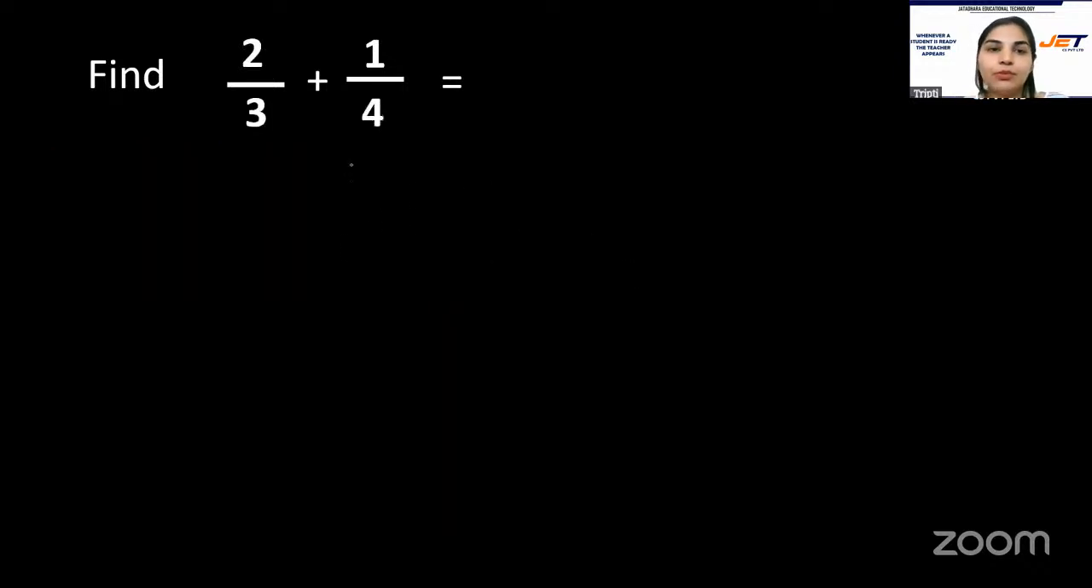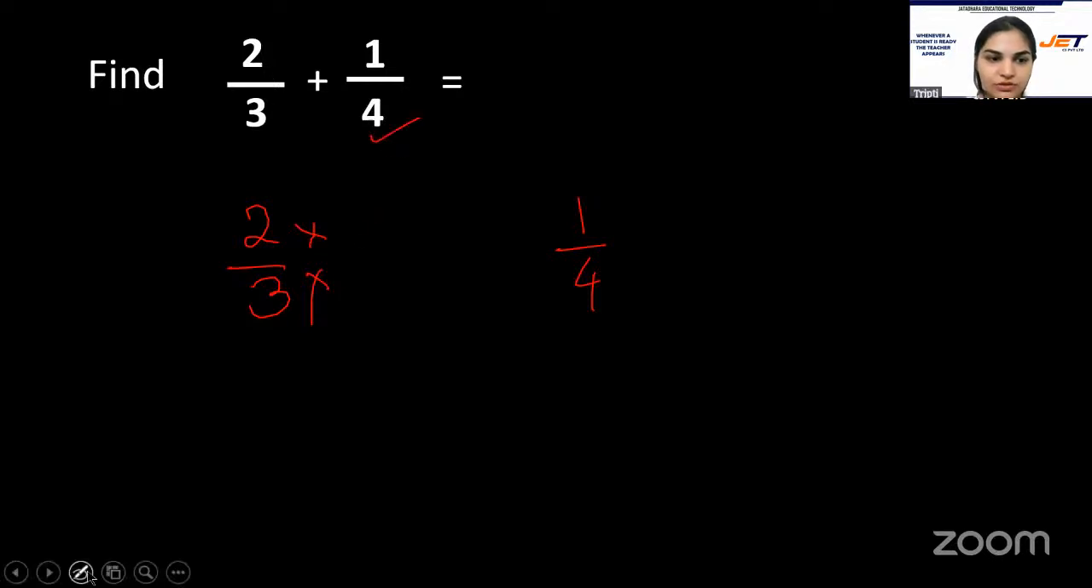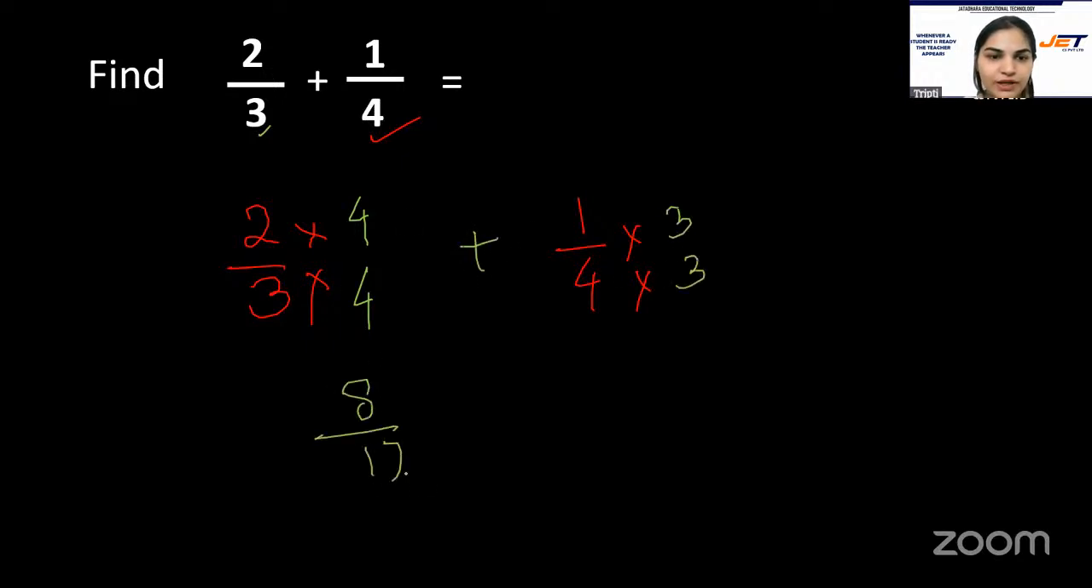Let's see this. What I'm trying to say is this is the first fraction. This is the second fraction. The first fraction will be entirely multiplied by the denominator of the second fraction, which is 4. And the second fraction will be multiplied by the denominator of the first fraction. Okay, so 2 4s are 8, 3 4s are 12, 1 3 is 3, 4 3s are 12. See, the denominator is same now. It's 11 by 12. That is the answer.